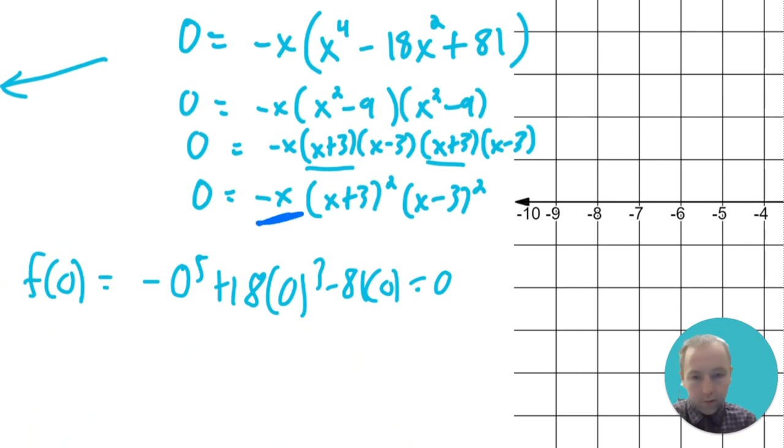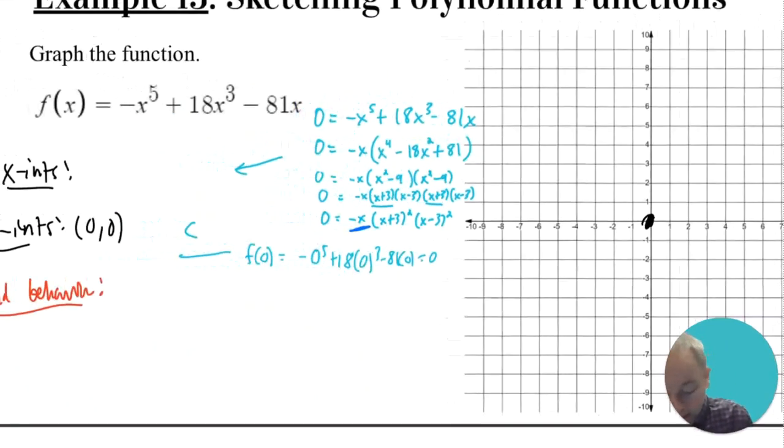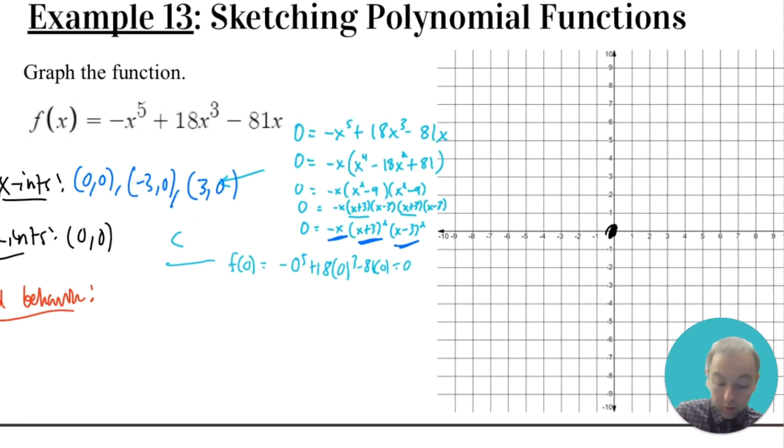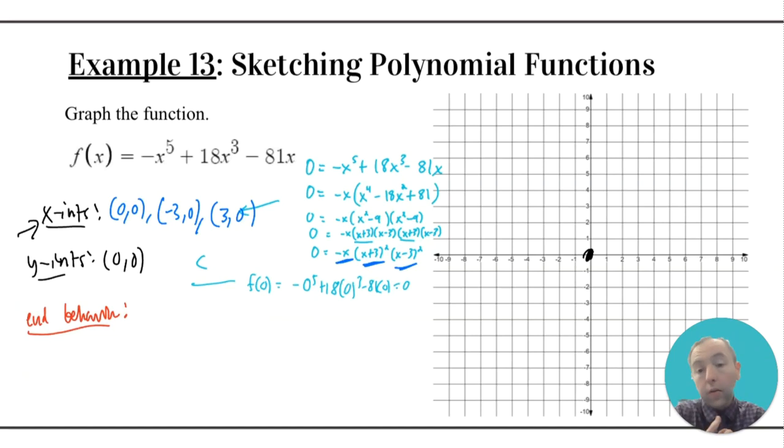Because you have that x factor, you know that at 0 you're going to have an x-intercept. Then because you have the x plus 3 factor, you get negative 3 as the coordinate for an x-intercept, and then at positive 3, right? So those will be the only real zeros of the function, which will be the x-intercepts. We already plotted where 0, 0 is, so it's both an x-intercept and a y-intercept. Now we can also plot these additional points.